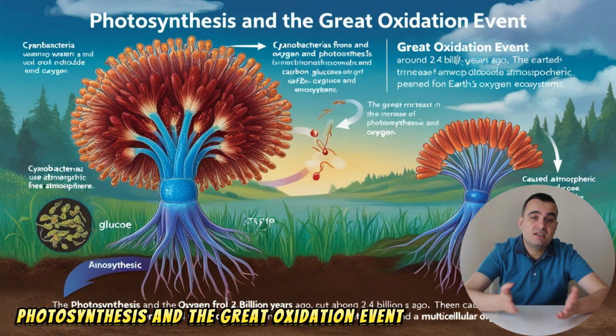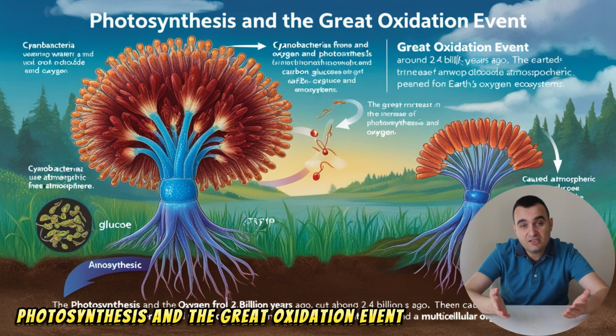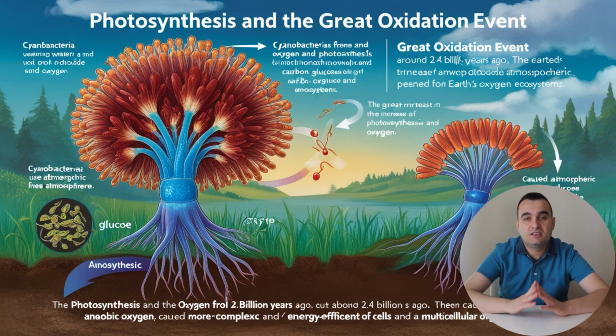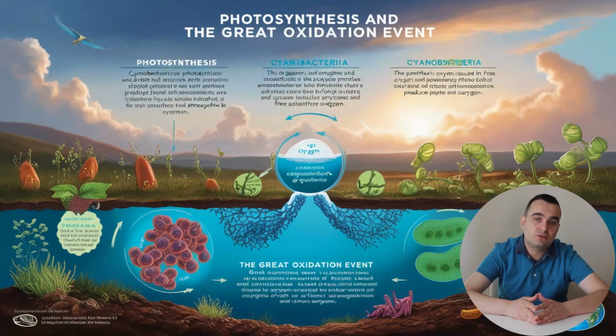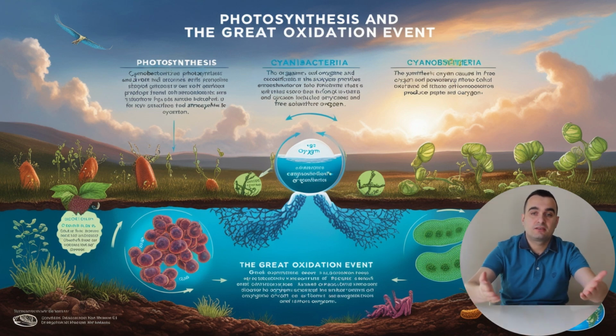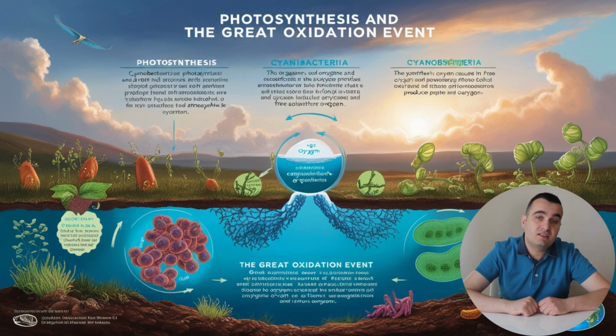Photosynthesis and the Great Oxidation Event. Photosynthesis played a critical role in the evolution of life on Earth. The organisms that perform photosynthesis are known as cyanobacteria. Cyanobacteria use water and carbon dioxide to produce glucose and oxygen. This process caused a significant increase in atmospheric oxygen, profoundly affecting Earth's chemistry and ecosystems.